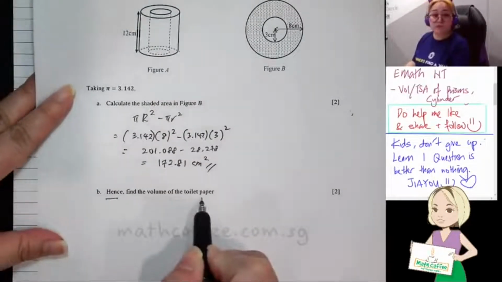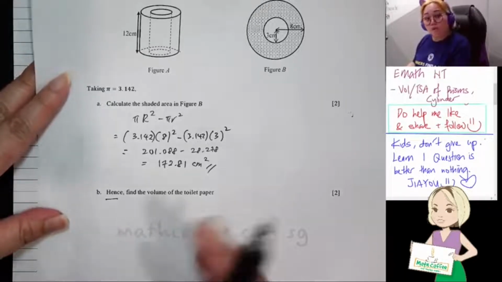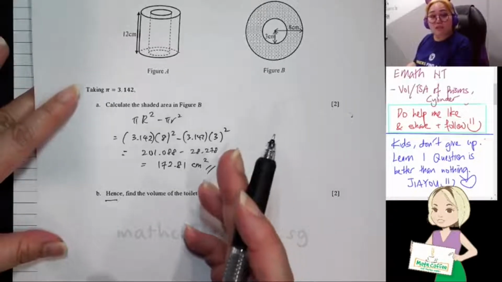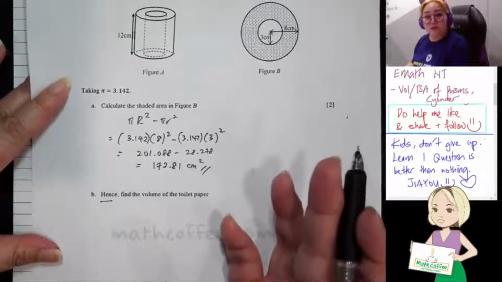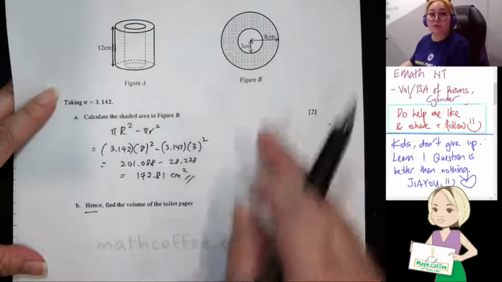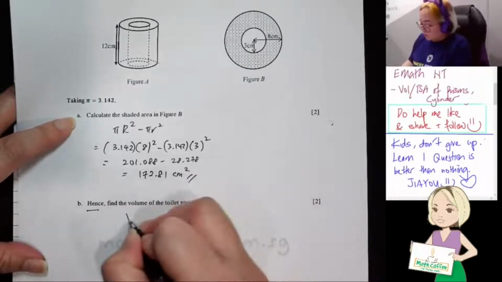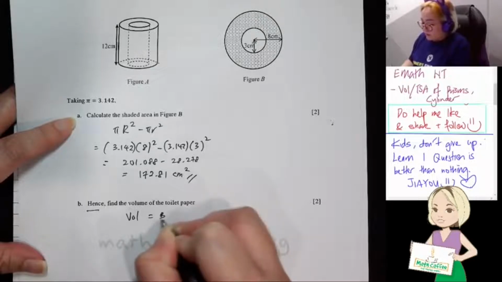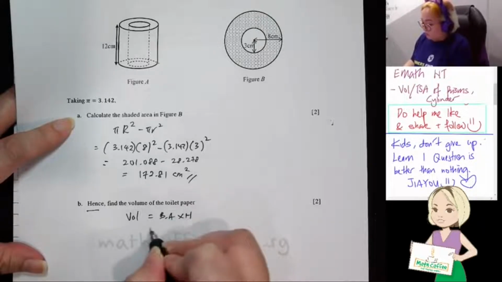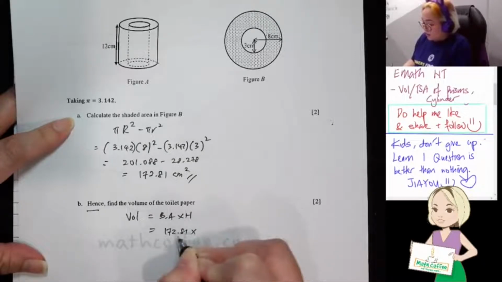Next, they say hence find the volume of the toilet paper. Why do they use the word hence? Because to find the volume of a prism, we take the cross-sectional area times the height. Agree? And in this case, our cross-sectional area, which is this shaded area, we should have already found in part A. That's why they use the word hence. So to find the volume, remember I said it is just base area times height. Very straightforward. So straight away I can just use this 172.81 and multiply by the height.